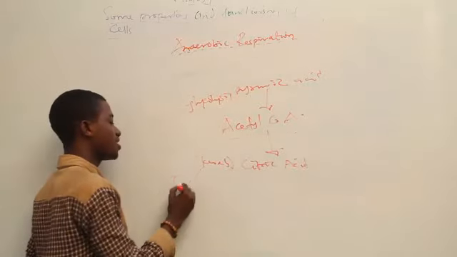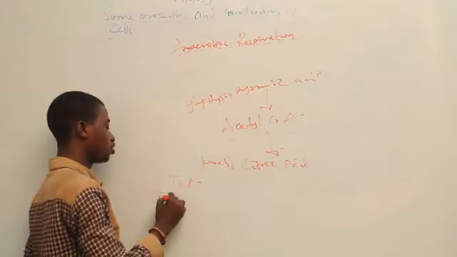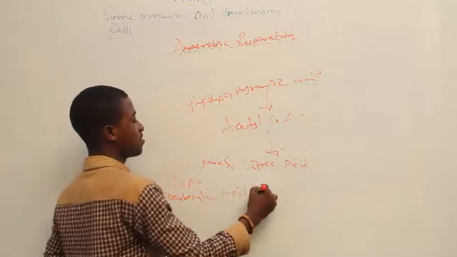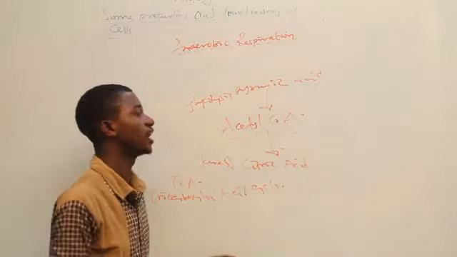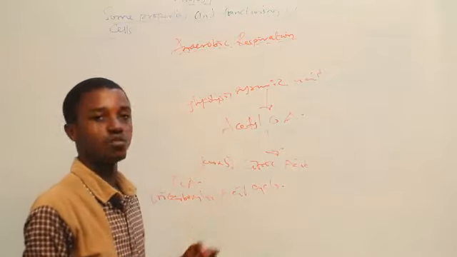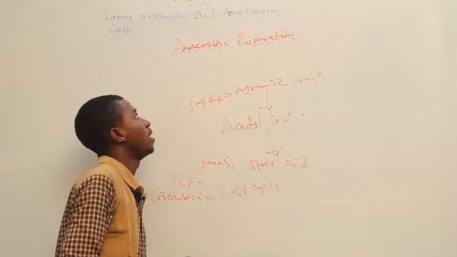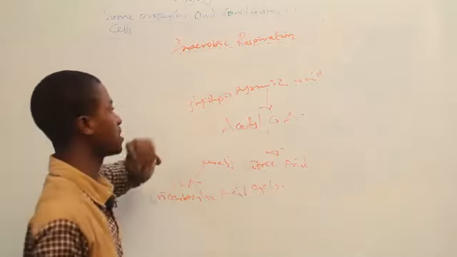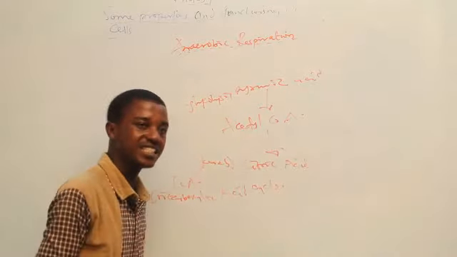Krebs cycle is also called the TCA, the tricarboxylic acid cycle. Don't forget this: tricarboxylic acid cycle, TCA. So those are the basic facts you need to know about glycolysis and Krebs cycle. Glycolysis takes place in the cytoplasm. Krebs cycle takes place in the mitochondria.